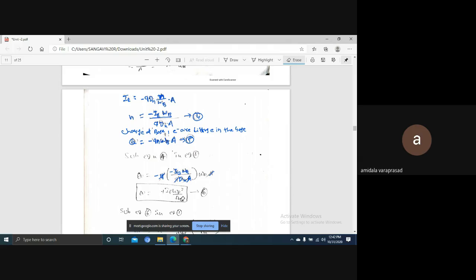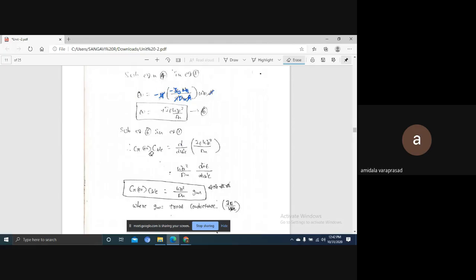This is WB square by DN, this is the Q value. Now we know that C pi or CB dash is equal to dQ by dVB dash E. Differentiate this Q with respect to VB dash E. When you differentiate, I will get WB square by DN, which is a constant, times dIE by dVB dash E. dIE by dVB dash E is nothing but GM, the transconductance.